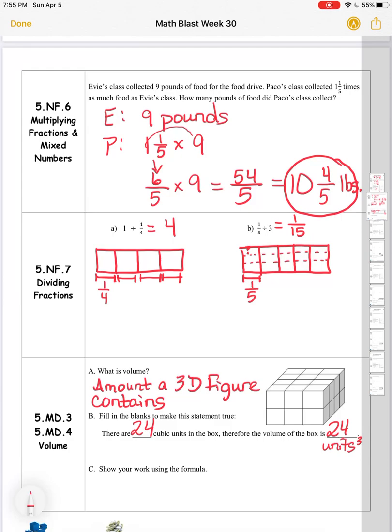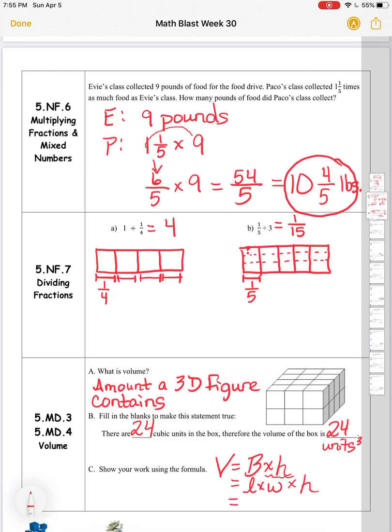Show your work using the formula. Well, I can say that volume I know is equal to the area of the base times the height. And the base is rectangular. And we know that we can find the area of a rectangular base by taking the length times the width. Now keep in mind we still have to multiply by the height here.